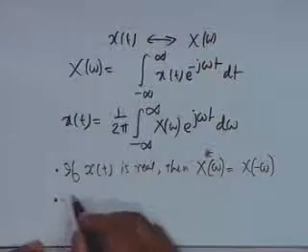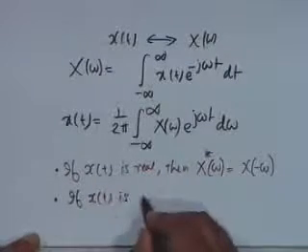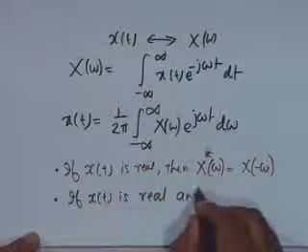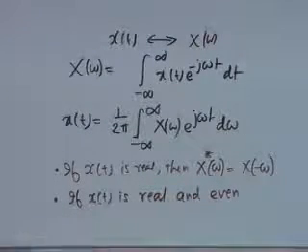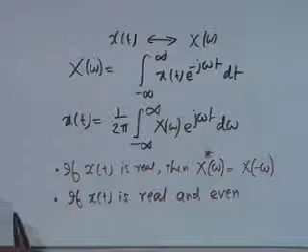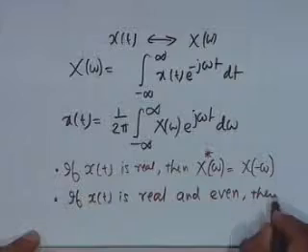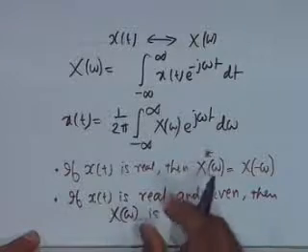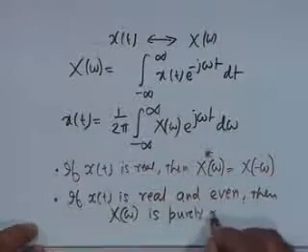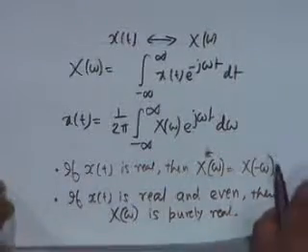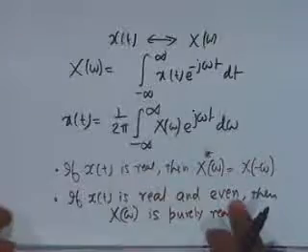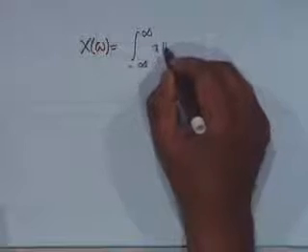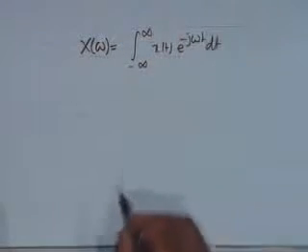Now we start with this property today, that if x(t) is real and even, then X(omega) is purely real. The spectrum, the Fourier transform, is purely real. The proof is extremely simple. x(t) is real and even. Alright, let's see. If x(t) is real and even, then X(omega) in general is the integral from minus infinity to infinity of x(t) e to the minus j omega t dt.